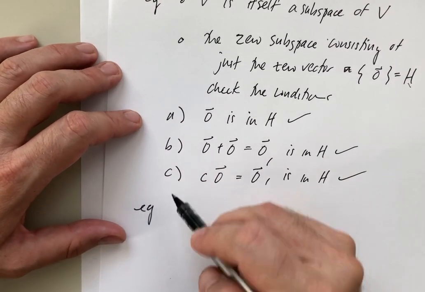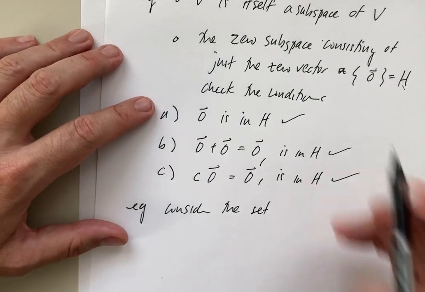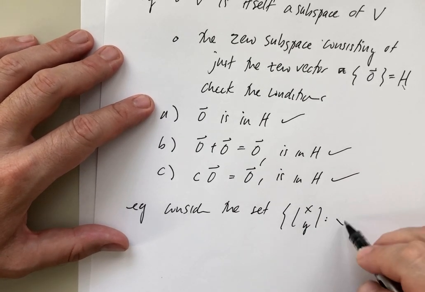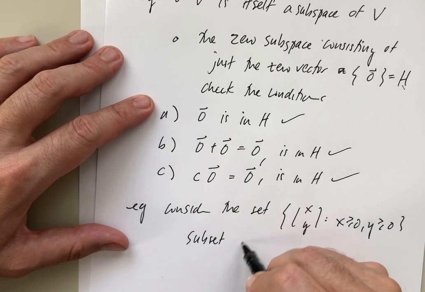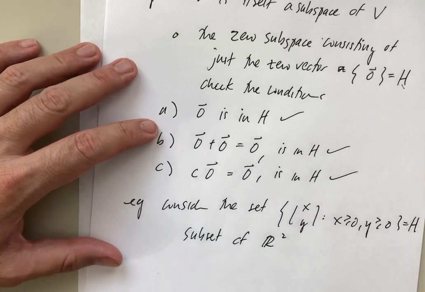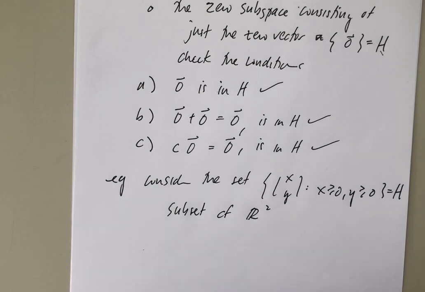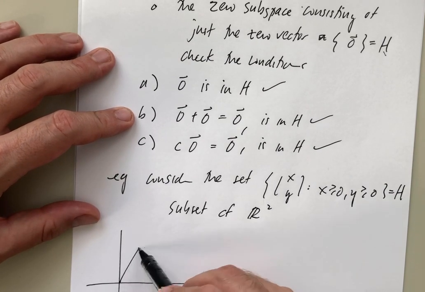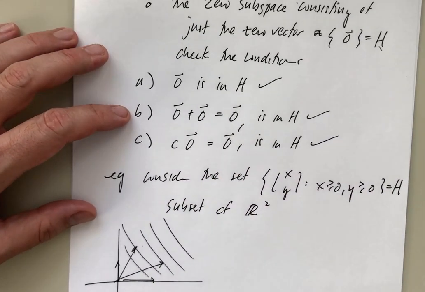For example, consider the set of vectors of the form x, y, where x is bigger than 0 and y is bigger than 0. This is a subset of the plane R2, right? Let me call this H. So what is this? This is all vectors that have positive, or non-negative, I should say, coordinates. So this is called the first quadrant. I could draw this in the plane. This is all the stuff that sits over here, all these vectors here. So this is H, the first quadrant.